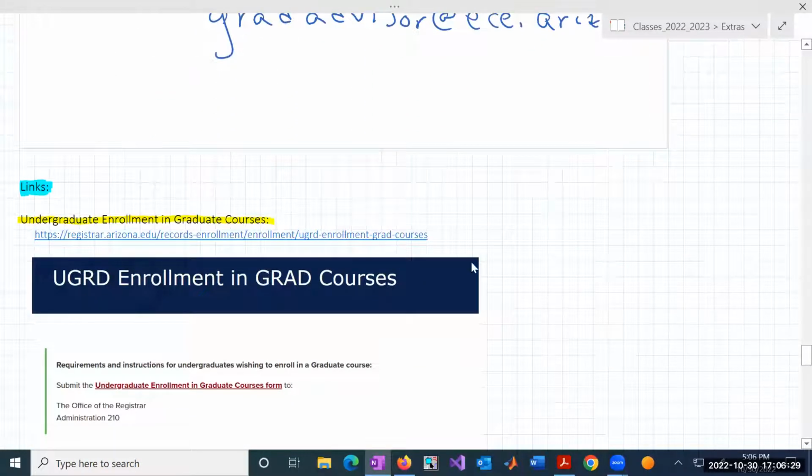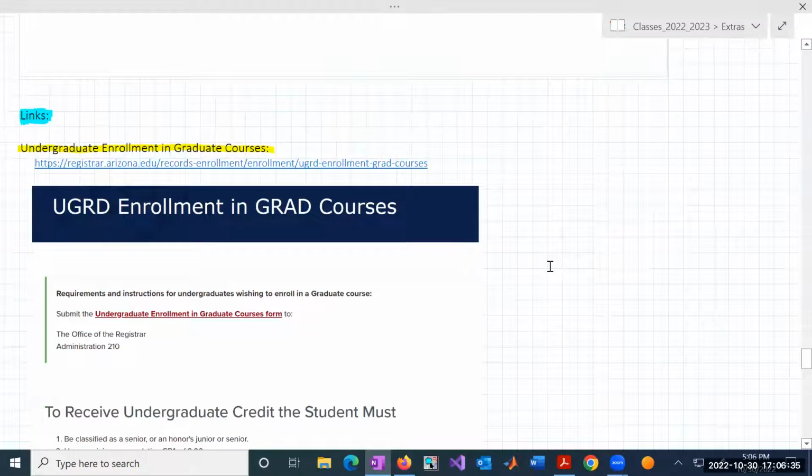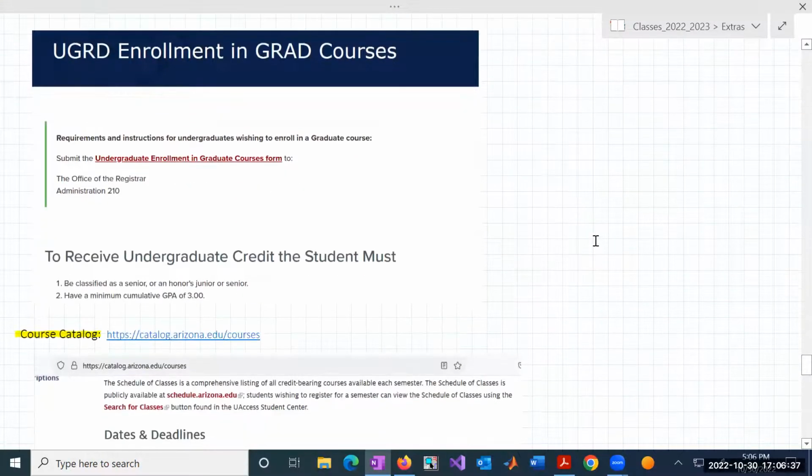Again, just as a reminder, if you're interested in taking graduate classes, you need to make sure that you are filling out the appropriate forms.